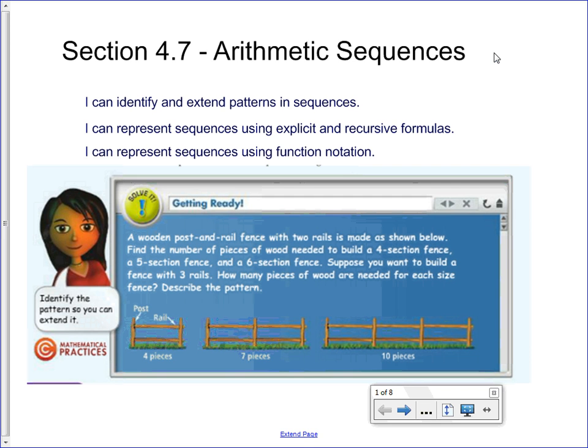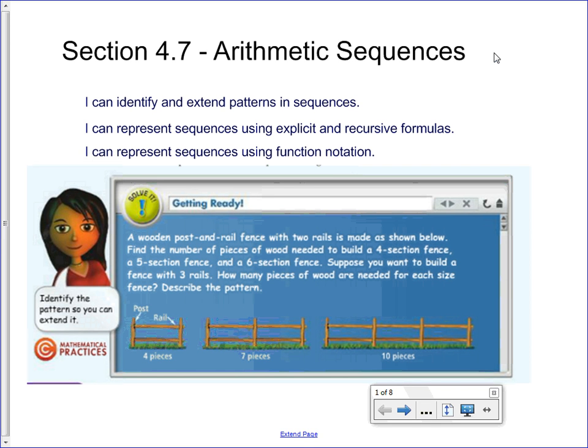So if we read this first scenario here, we can kind of get an idea of what sequences are. It says a wooden post and rail fence with 2 rails is made as shown below. Find the number of pieces of wood needed to build a 4-section fence, a 5-section fence, a 6-section fence. Suppose you want to build the fence with 3 rails. How many pieces of wood are needed for each fence? Describe the pattern. So let's just first look at this first basic scenario that they got.